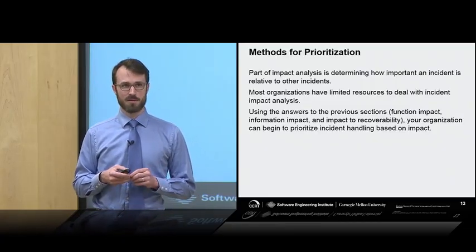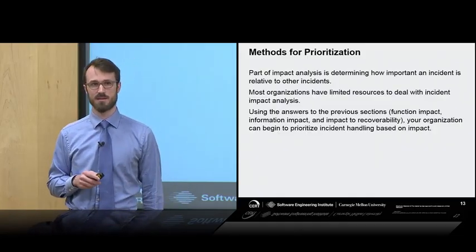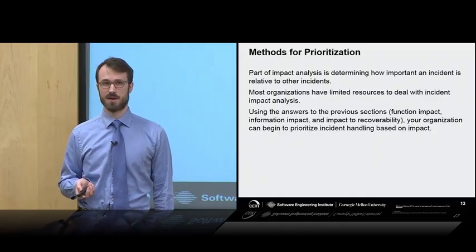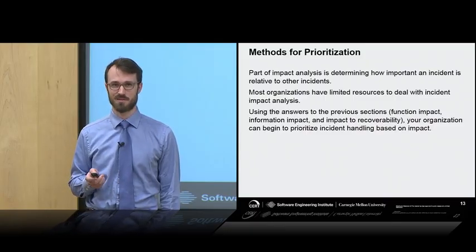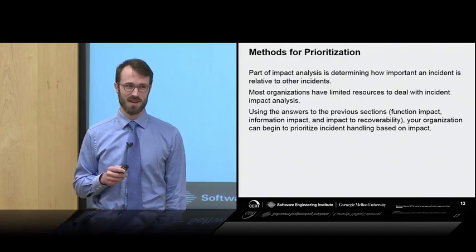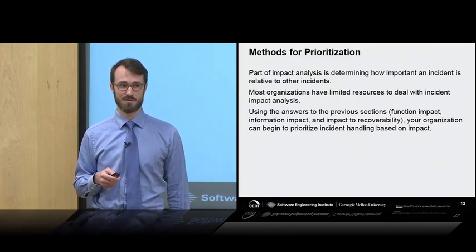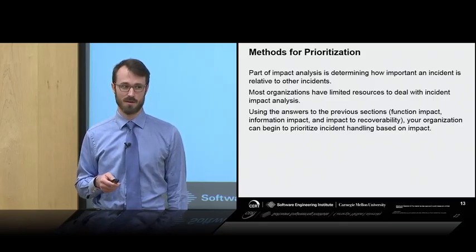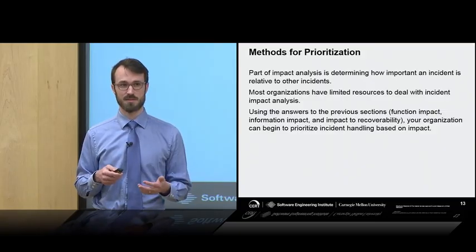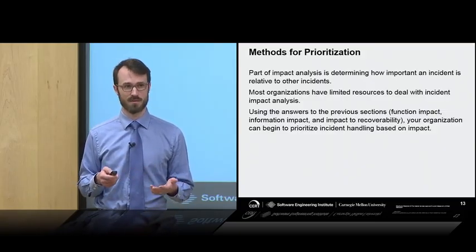So, methods for prioritizing. Part of impact analysis is determining how important an incident is. This goes back to the triage thing. Just as preparing to conduct triage is important, actually conducting it is probably the bigger deal, because if you have two things that are pretty important come at the same time and they're both impacting different systems, you need to know what is important and what isn't.